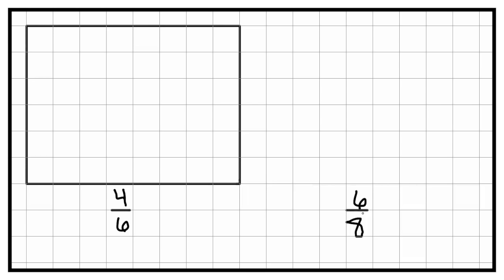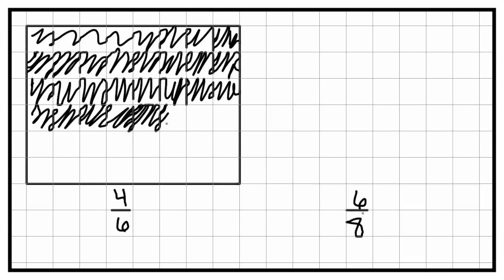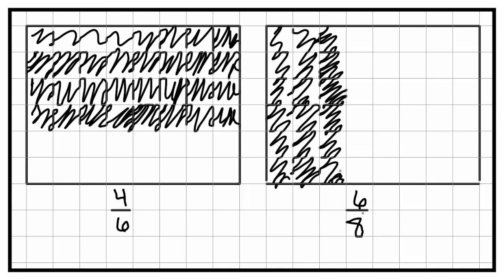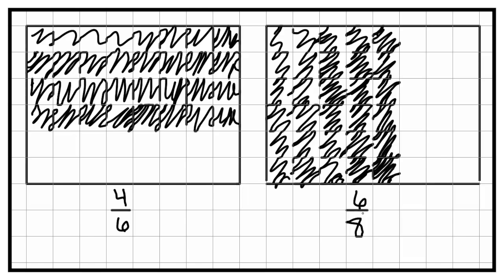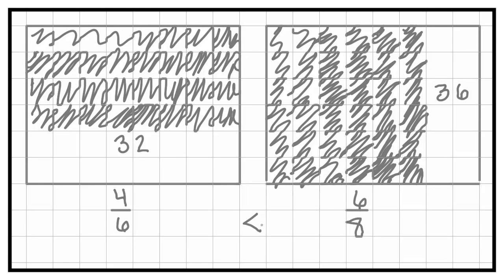First, I will shade 4/6. I would then color in 4 of the 6 rows. My next rectangle will be the exact same size, representing my whole. I will shade in 6 of the 8 columns. I could count how many square units are shaded in each to determine which fraction is greater. 32 square units are shaded in 4/6 representation, and 36 square units are shaded in the 6/8 representation. My model then justifies that 6/8 is greater than 4/6.